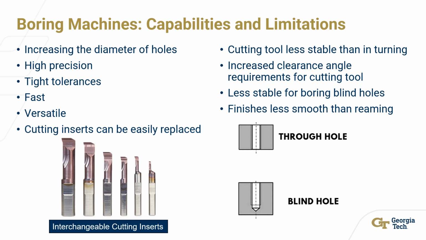be a concern. Boring is better for through holes rather than blind holes, since a boring bar can be supported on both ends for a through hole, but only on one end for a blind hole. Boring also produces finishes that are less smooth than reaming. However, the limitations of boring in terms of its geometric accuracy have been shrinking as machining technology continues to advance.